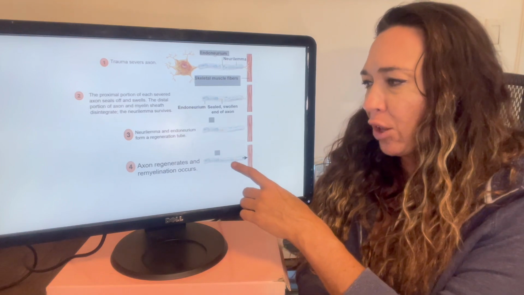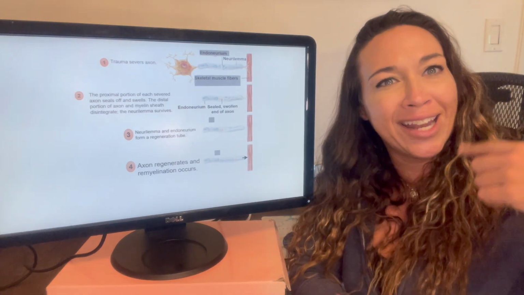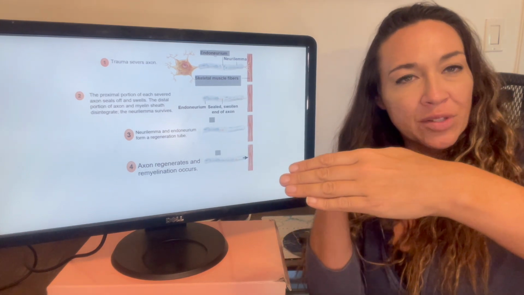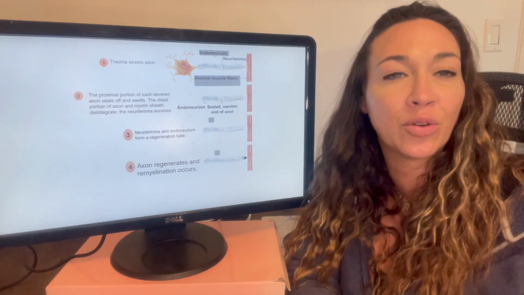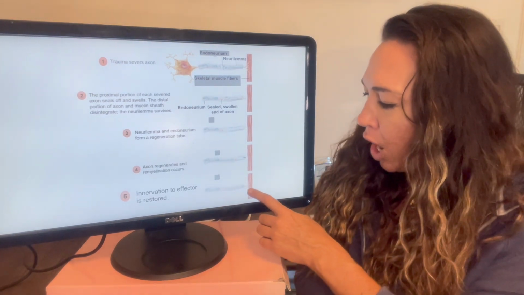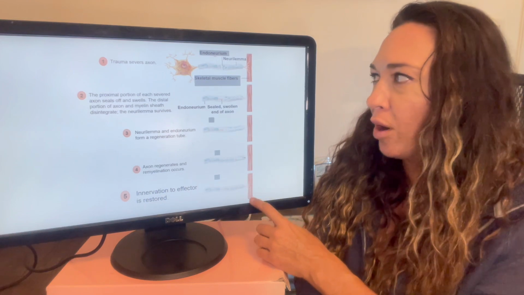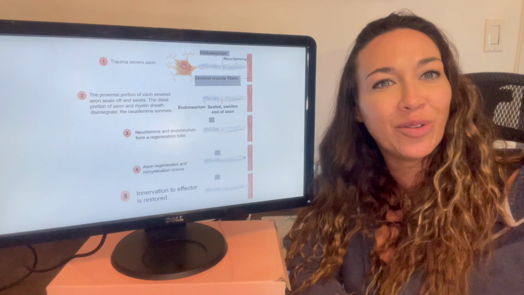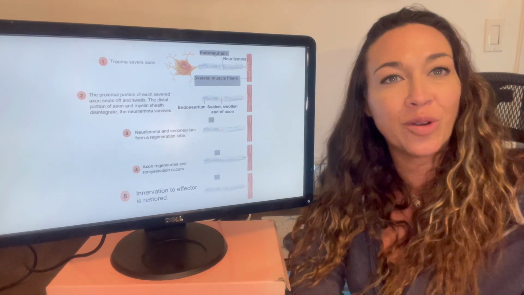Once you finally get close enough, it's going to start remyelinating the axon. You're getting longer and longer and longer. You're getting more of those cells wrapping around, creating that myelin sheath. And then finally, you're going to get all the way to the end. And then you're going to finally be able to grab on to that skeletal muscle again and, again, innervate your little effector cell, which in this case would be your muscle tissue.